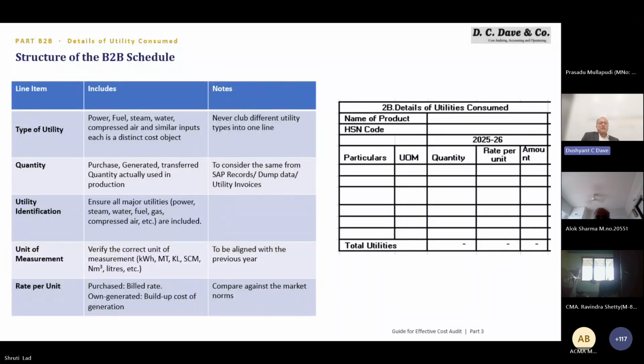We don't include all the losses in the product cost. Normal losses form part of the cost of production. Abnormal losses should generally be identified separately and not loaded onto the good production.